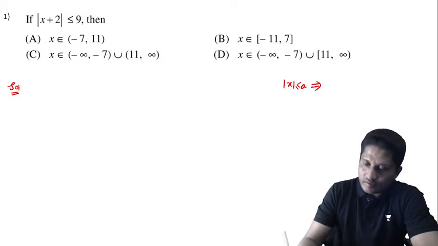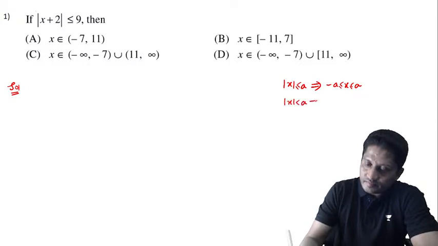Mod x is less than or equal to a: minus a less than or equal to x less than or equal to plus a. Mod x is less than a, then x lies between minus a and plus a. Okay, and then if mod x is greater than or equal to a, then x is greater than or equal to a, or x is less than or equal to minus a.